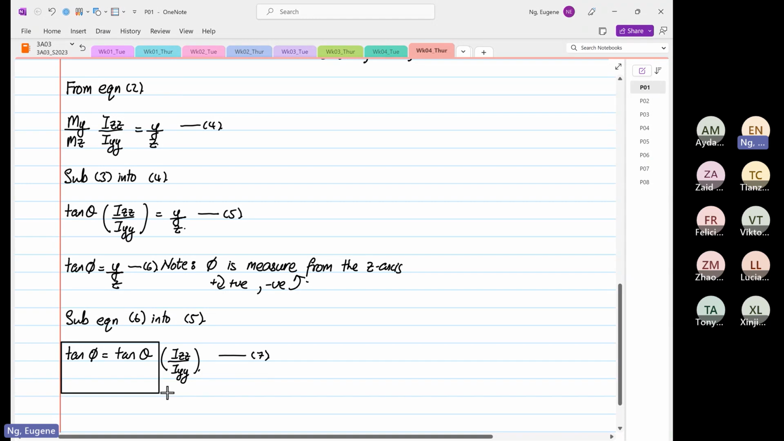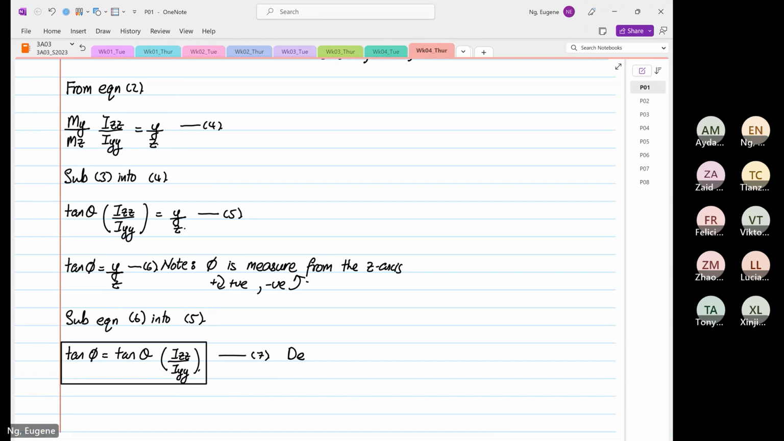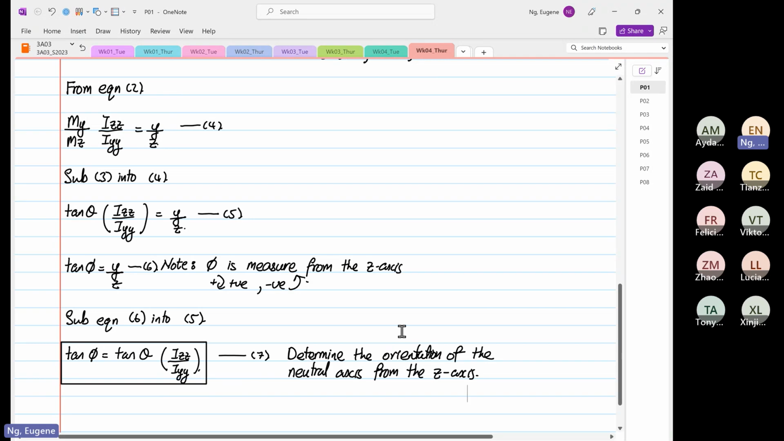So this equation over here is to determine the orientation of the neutral axis from the z axis. Okay, it's from the z axis.